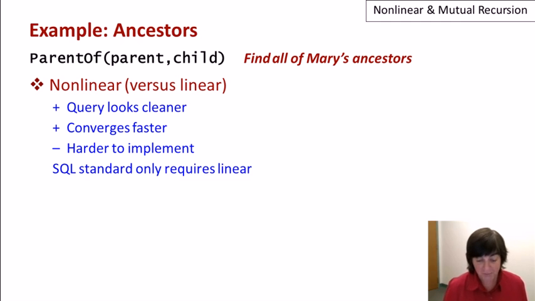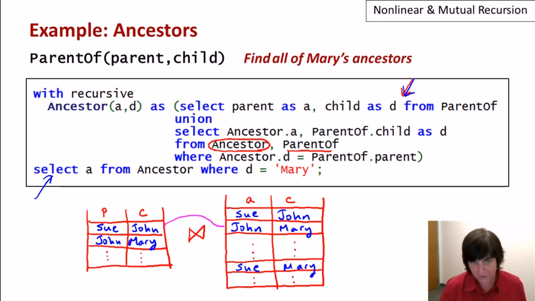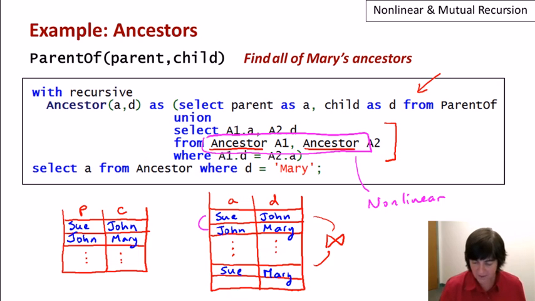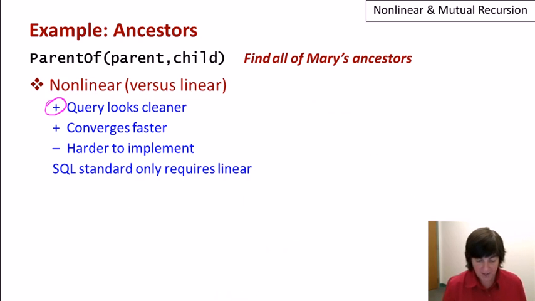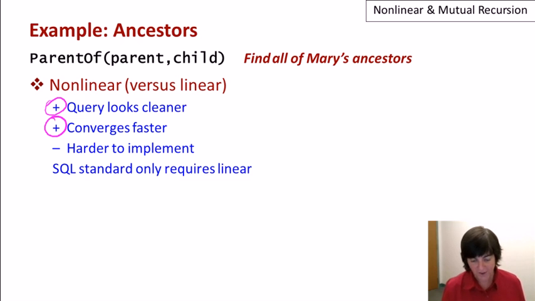First of all, there's some pluses to the nonlinear. So the query looks cleaner. If you go back and look at the two queries, the nonlinear version is sort of more symmetric, a little shorter even to express than the linear version. Second of all, the nonlinear version actually converges faster to the fixed point, to the final state, than the linear version. And I'm going to show that a little bit abstractly because it is actually fairly important.